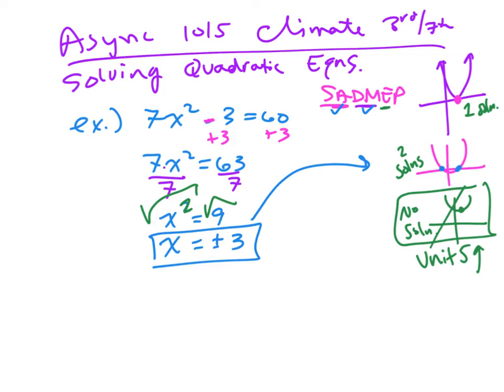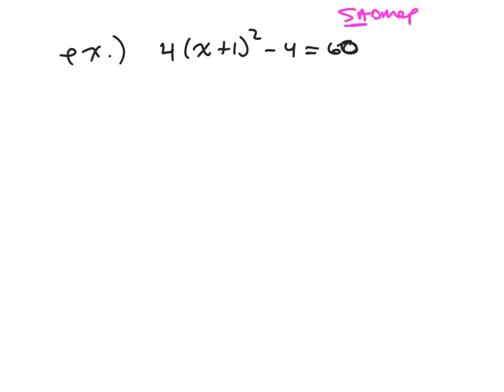Okay, great. Let's look at another example. So the ones I wrote have some negatives happening, and that's okay because you just divide by the negative number. But let's look at a positive option. Okay, so same thing. I'm going to follow that SADMEP flowchart. I'm going to see if I can add or subtract. I can. There's a negative 4, so I'm going to add 4 to both sides. So then I have 4 times x plus 1 squared equals 64.